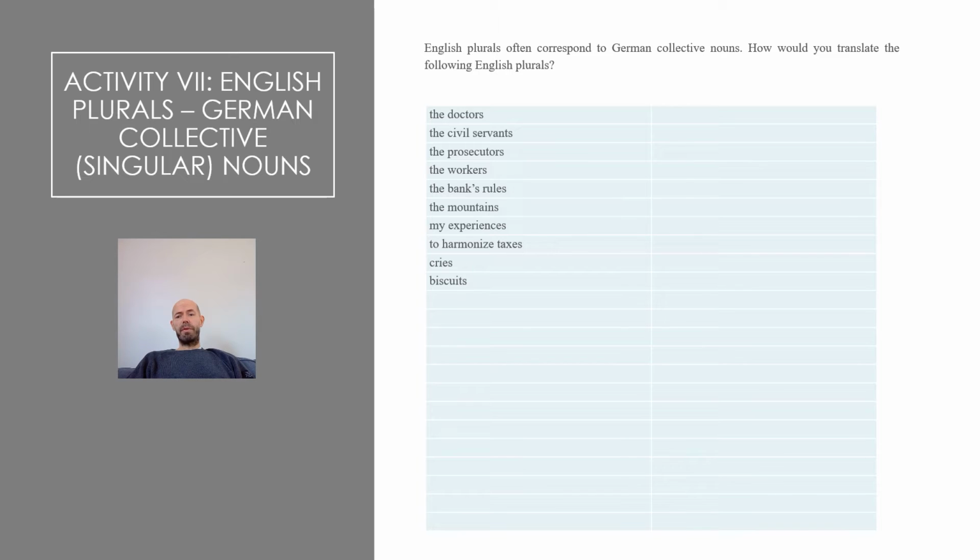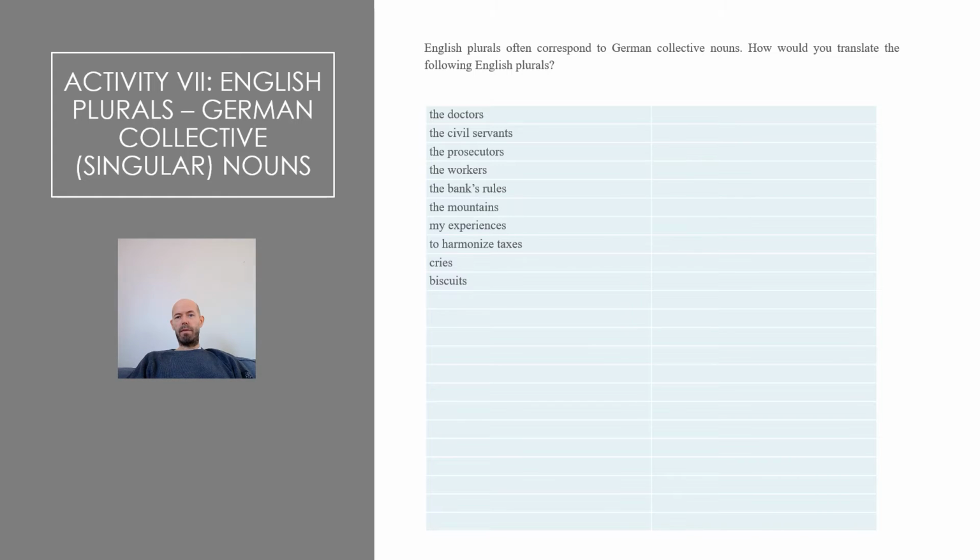Another well-known translation procedure between German and English is when an English plural corresponds to a German collective noun. So how would you translate the following English plurals? The doctors. I'll give you an example. The doctors is die Ärzteschaft very often. This also avoids the whole gender issue, whether to say Ärzte and Ärztinnen in modern German and so on. If you say die Ärzteschaft, that's a feminine noun, everyone will be happy. The civil servants, what might that be then? Die Beamtenschaft, of course, yes.